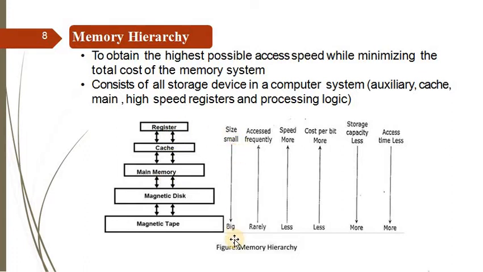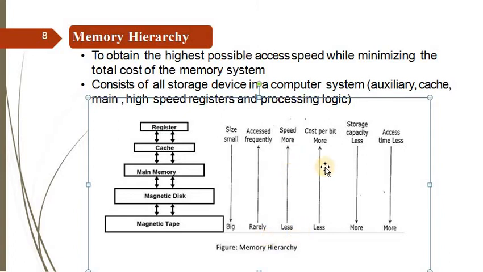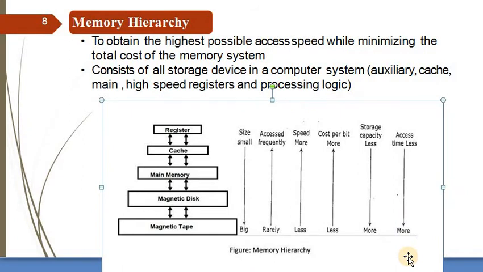See here, size big to small, accessed rarely to frequently. Speed less to more, cost per bit less to more, storage capacity more to less, access time more to less. The arrow marks are given in both directions. The memory hierarchy consists of all storage devices in a computer system: auxiliary, cache, main, high-speed registers and processor logic. So this is the memory hierarchy.